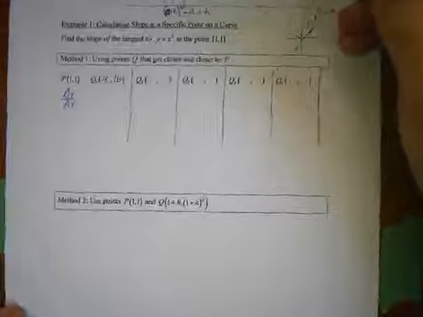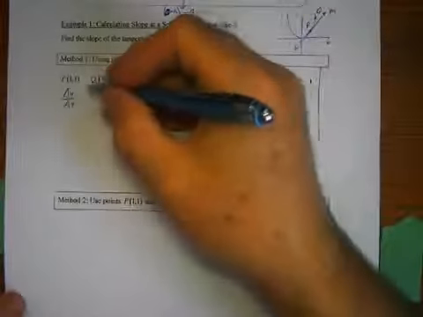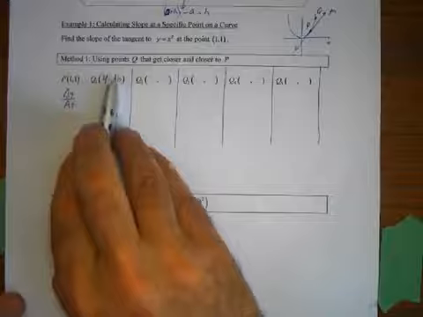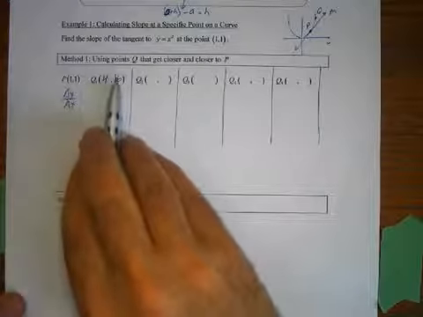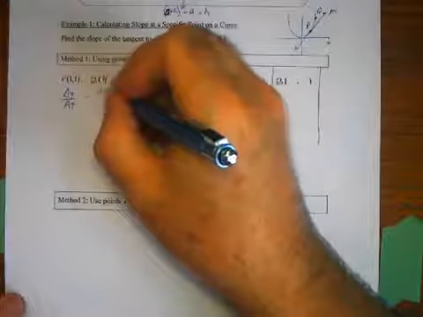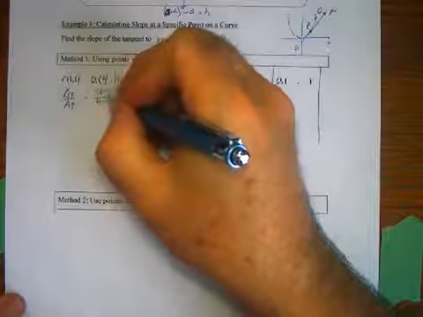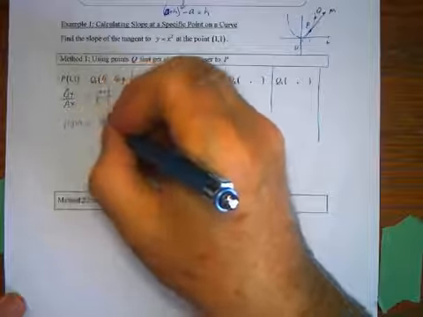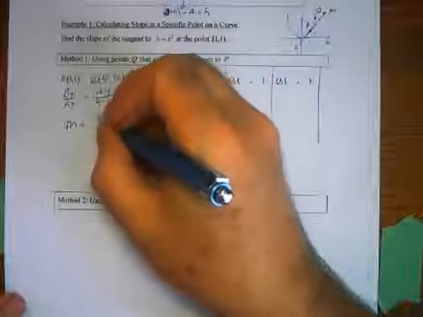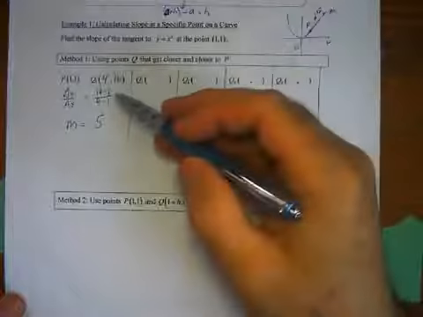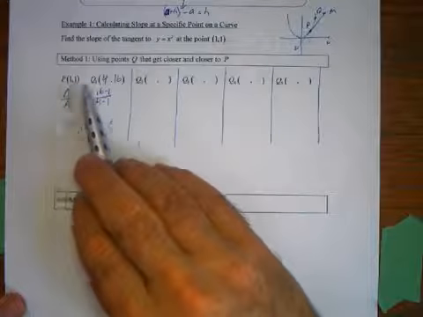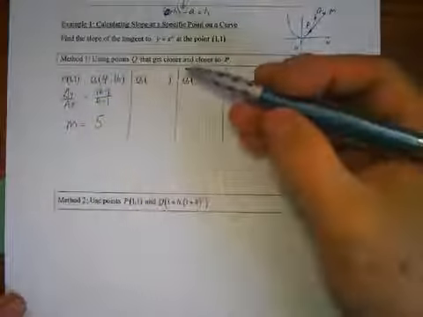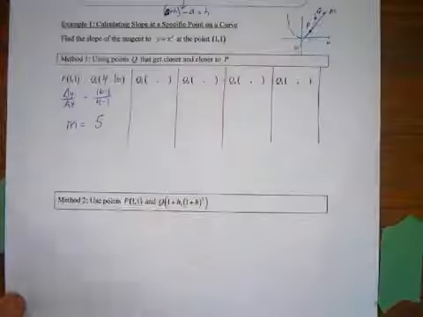If I do delta y over delta x, I'm saying the change in y between P and Q. So the y is 16 minus 1, over 4 minus 1. In this case, that's 15 over 3, so the slope is 5. That's the slope of the secant between P and Q, and it's probably going to be pretty far off from what we really want, but let's get closer and closer.